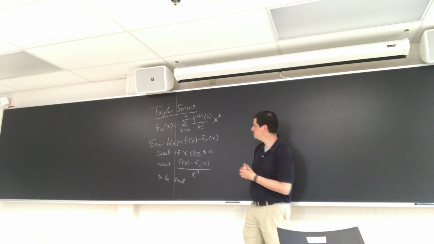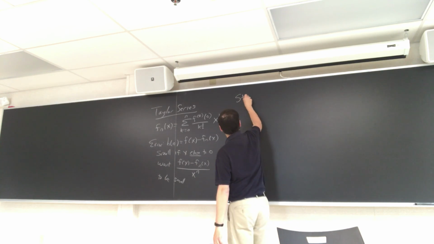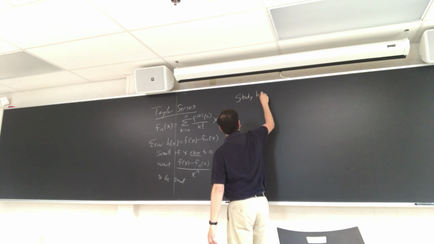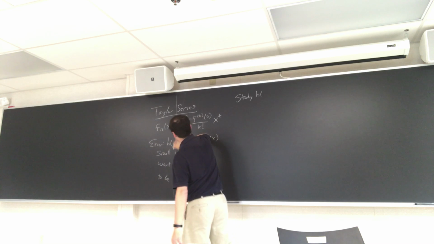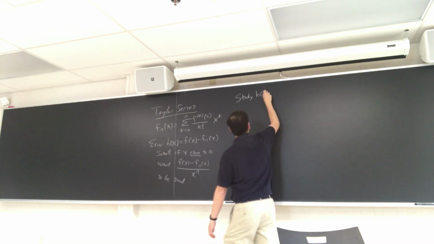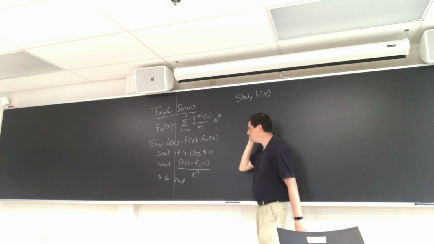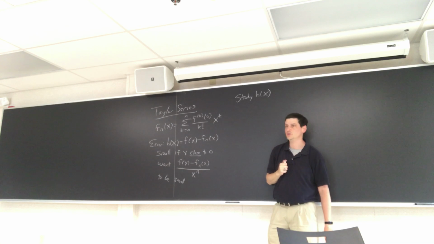Okay, so let's study h_n. This should be h of x. Let's study h of x. Can anybody give me a good point to evaluate h of x at?